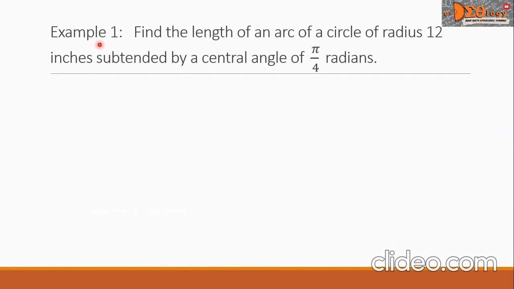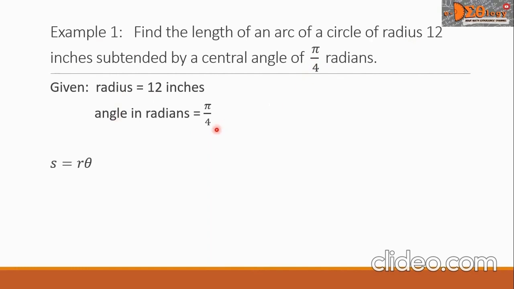Let us have example 1. Find the length of an arc of a circle of radius 12 inches, subtended by a central angle of pi over 4 radians. Let us first collect the given. The radius is 12 inches. And the angle in radians is pi over 4. The formula is S equals R times theta. Then we will substitute now the values. The R becomes 12 and the theta is the value pi over 4.